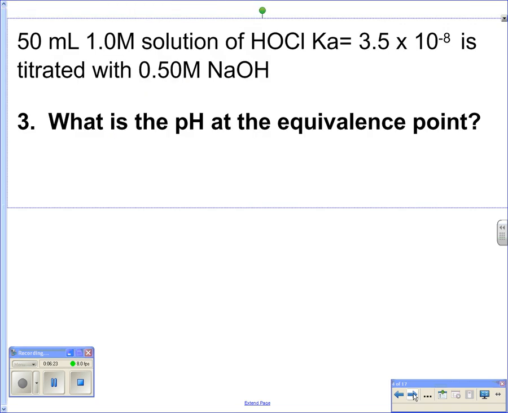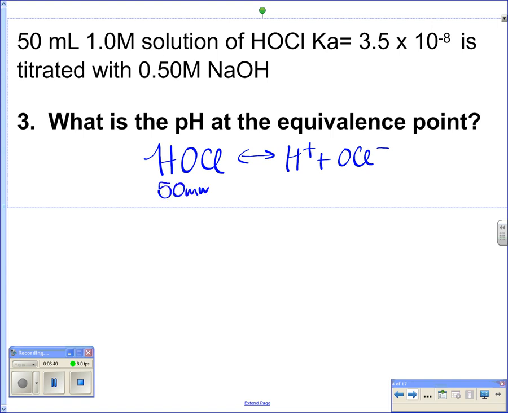So now they want to know, what is the pH at the equivalence point? Well, what has to happen at the equivalence point? So again, I have my HOCl yielding my H+ and OCl-. What's happening here is I have 50 millimoles of HOCl, so at my equivalence point, all of that is going to be gone. So I need 50 millimoles of OH- to neutralize that, so I know I'm going to get 50 millimoles of OCl-. So if I subtract from my acid, I add to my conjugate base, and the acid is 0.